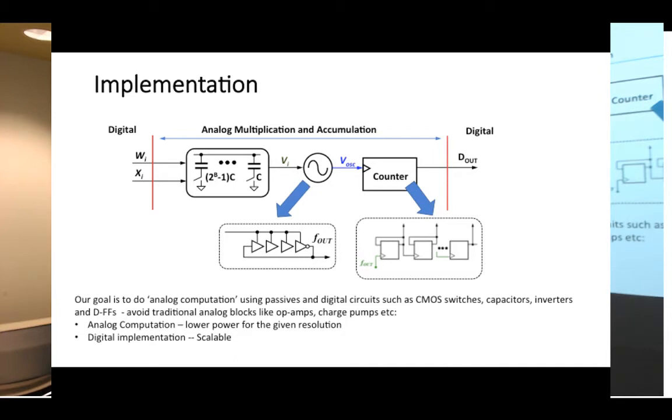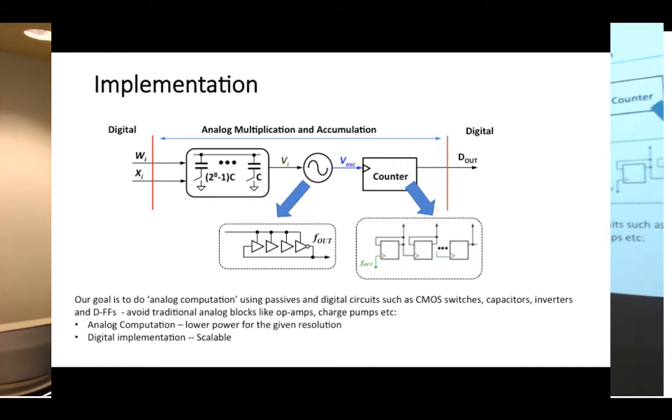Okay, so that shows how we are implementing it, right? The left and the right side of the red line are the digital part. In between, we are doing things in the analog domain, but at the end, the goal is to come back to the digital domain. There are many ways to do the analog computation. The reason this one is interesting for us is that we are doing analog computation using digital elements, right? And you already saw the capacitor and switches. Those are readily available in any digital circuit.